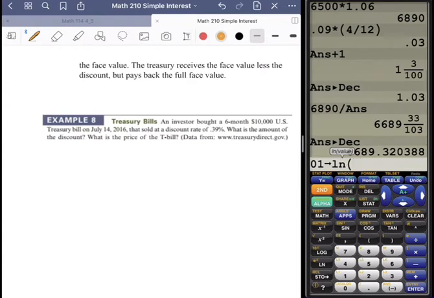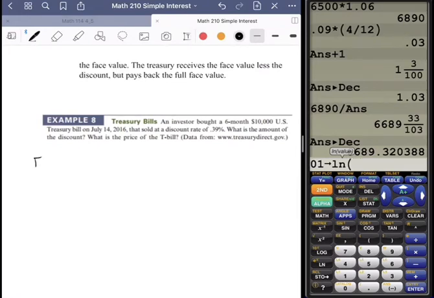So we have, on this one, interest. It says an investor bought for 6 months a $10,000 Treasury T-bill that's sold at a discount at 0.39%. What is the amount of the discount? What is the price of the T-bill?